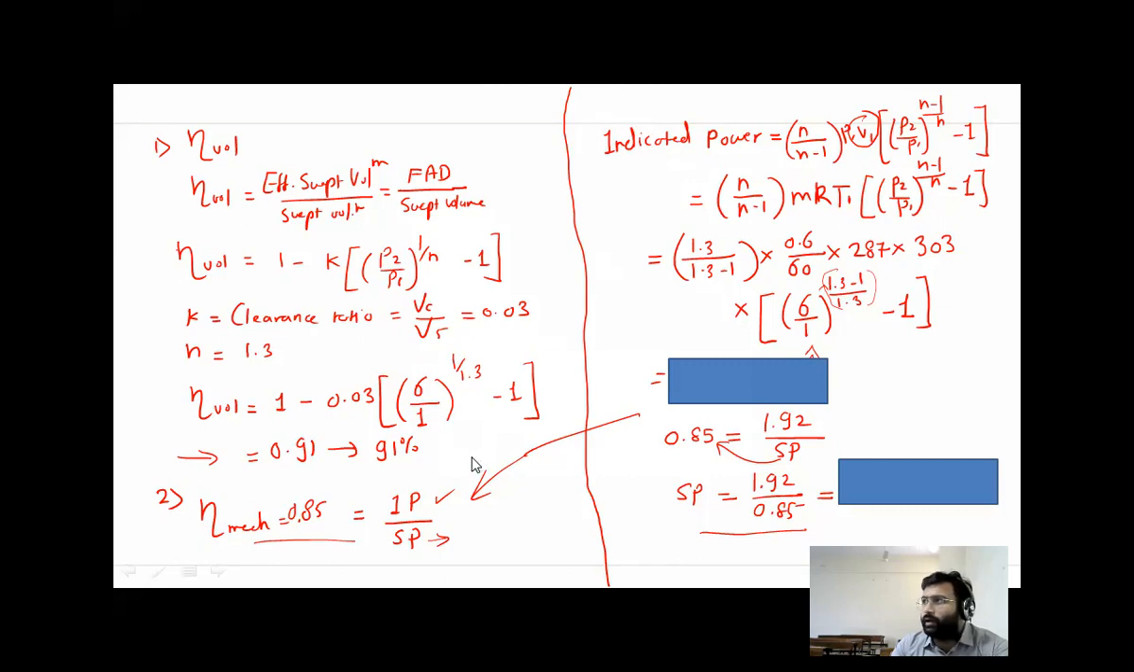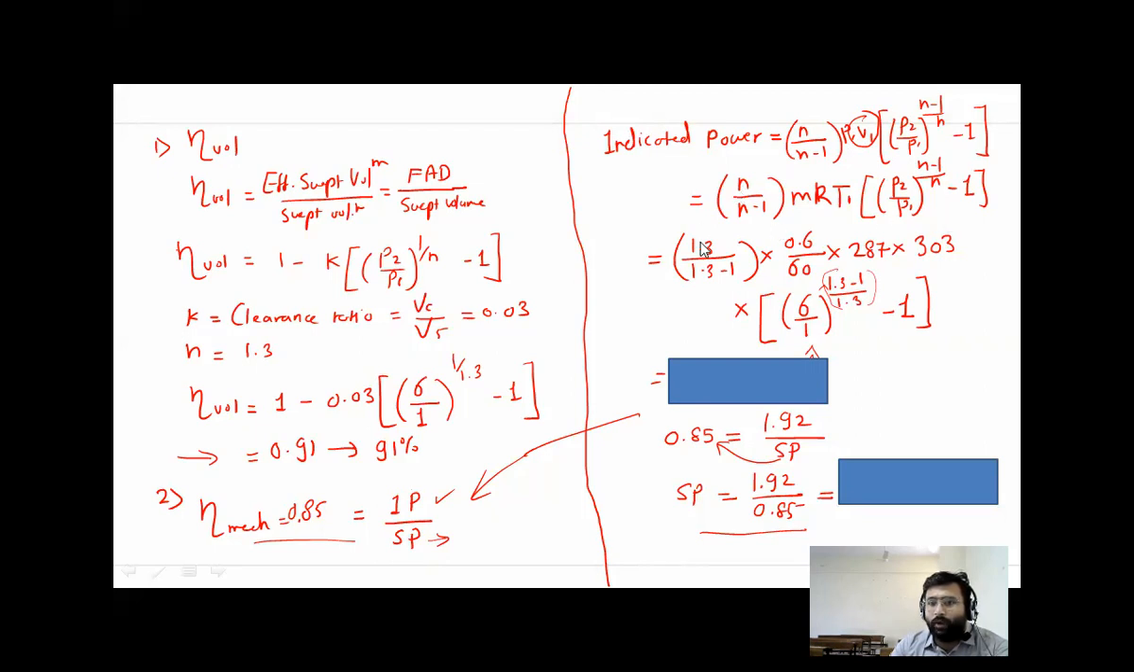Now next is to calculate shaft power. The formula for the mechanical efficiency is indicated power divided by shaft power. Shaft power is the power delivered by the prime mover, motor or diesel engine, to the compressor. During the transmission, various losses occur, and because of that, indicated power is less than shaft power. Now, indicated power can be calculated by the formula, where PV you can write as P1 V1, or as M R T1.